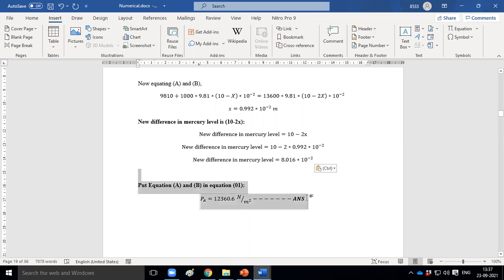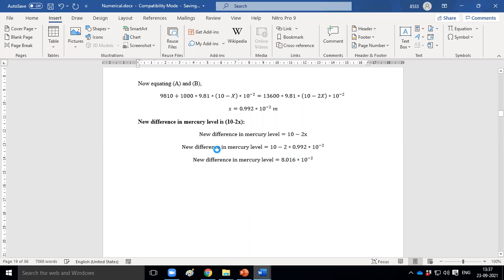Are you getting the same value? Is your answer the same or different? The new difference in mercury level is 8.016 × 10^-2, and the unit of this term is meter. Just the calculation part you can do yourself. Okay.